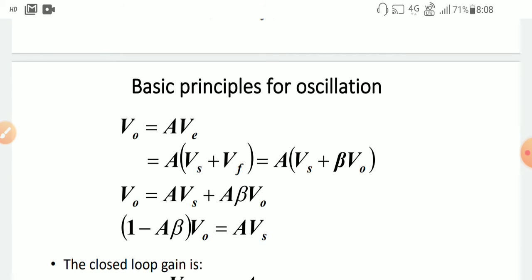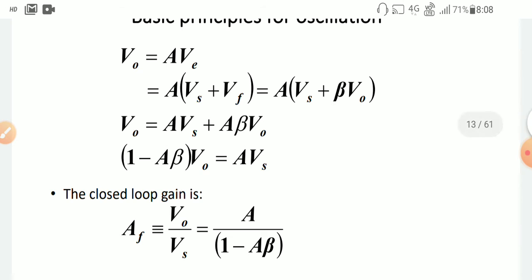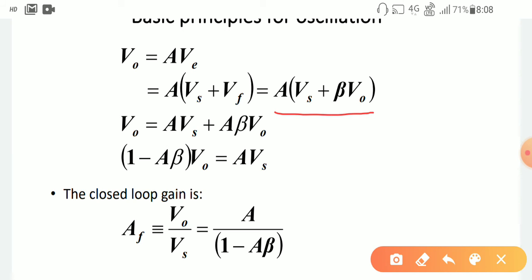Due to the reason that V0 is equal to A into V of E, and after putting the values of V of E and V of F, you get this value. So from here, if you take V0 common on the left hand side and the right hand side, the equation can be obtained as such.